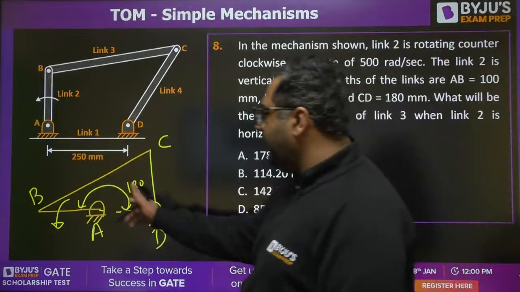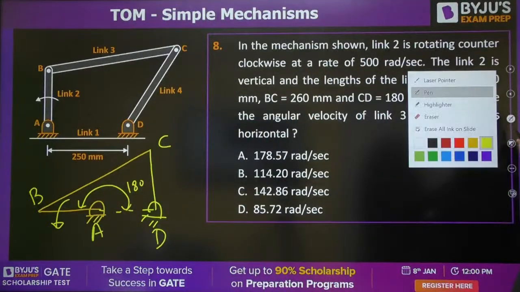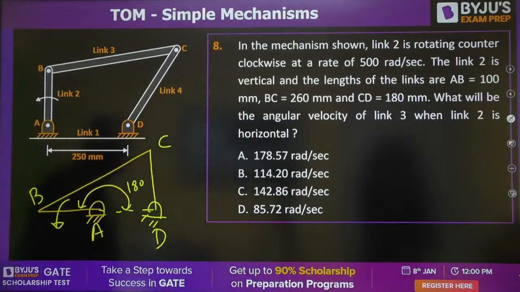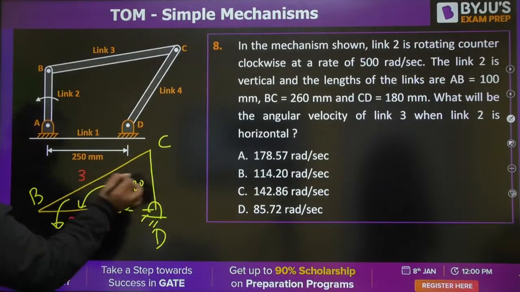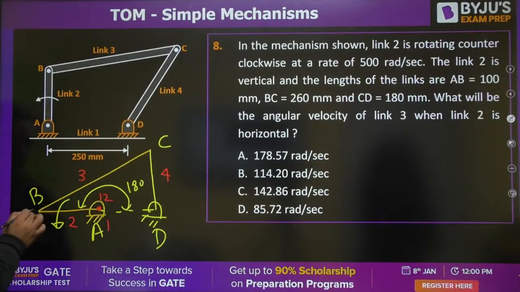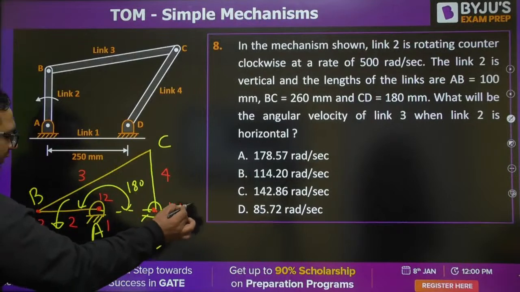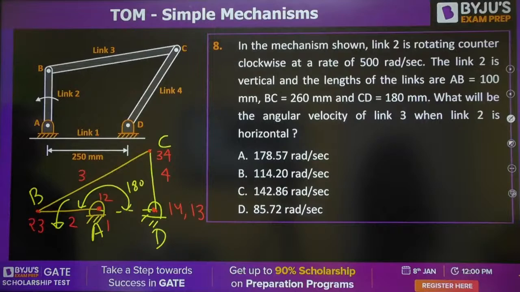Tell me that this angle is 180 degrees. You know we will be using the I centers. And the I centers, if we take them this way: link number 1, link number 2, link number 3 and link number 4. This is 1, 2. This is 2, 3. And if you remember, today only we have done it. It is 1, 4 and 1, 3 both. And this is 3, 4. Okay, so this is 1, 3 and 1, 4 both.